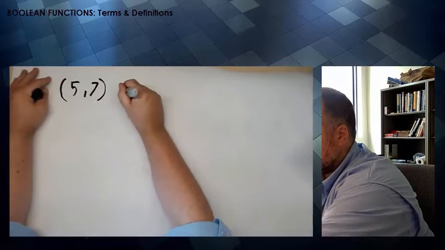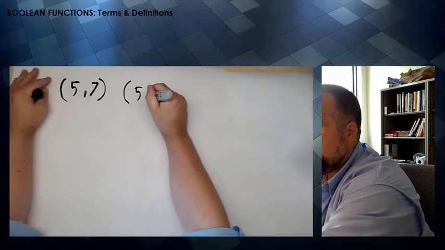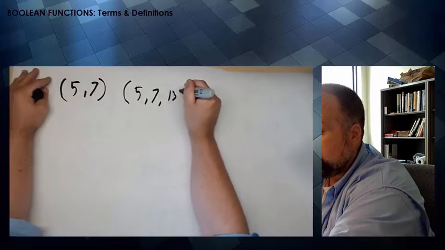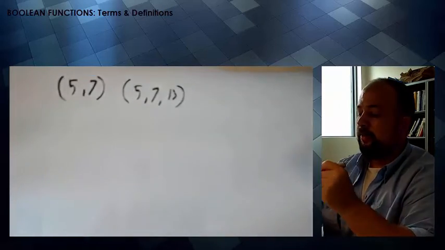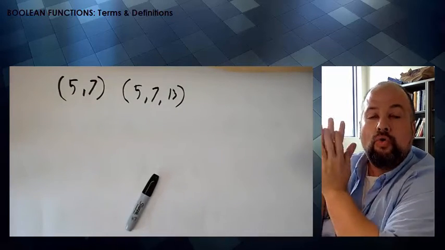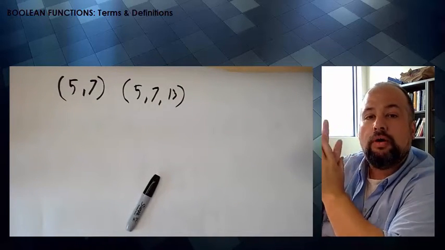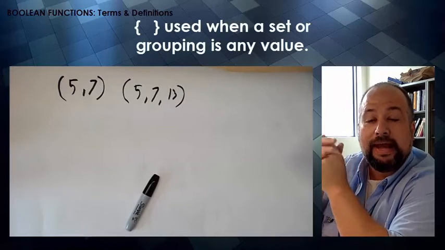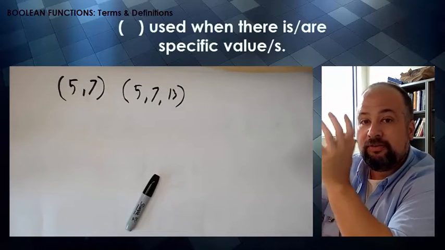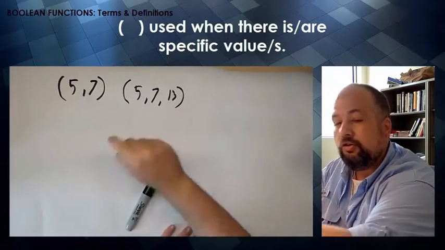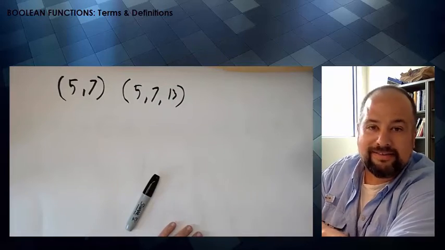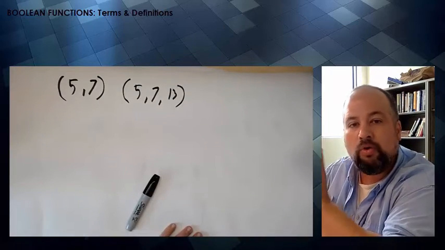Or you might have, if it's three-dimensional, 5, 7, and then on the z-axis we'll have 13. By the way, in general, when you're talking about a set or a grouping where it could be any of the values, you use the curly braces. And if you're talking about a specific chosen value, you use parentheses. That's, in general, the way you do things. You might see slightly different notation in different books, but we're going to stick to that.